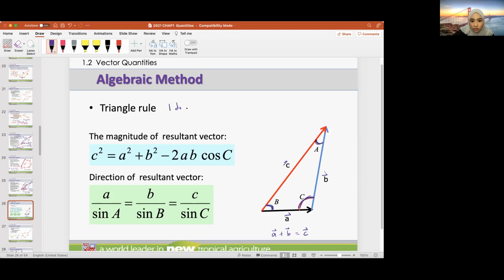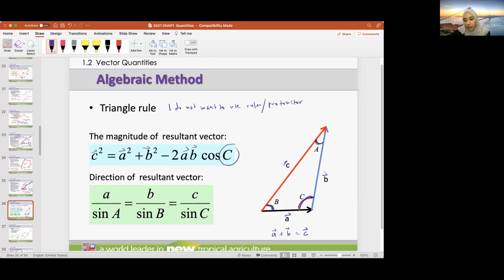I do not want to use ruler and protractor. So I want to use math. Okay, this is where the triangle rule helps. So draw the tip to tail like usual, and then the C. But in the question, they should already have defined all the angles. So you just use this equation. So C squared, this is the vector length.